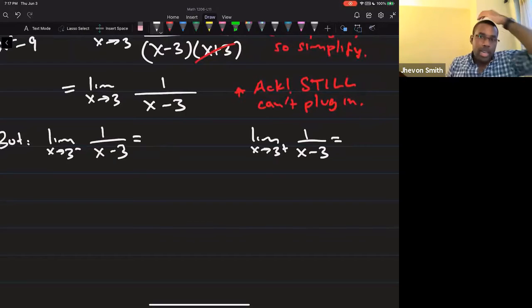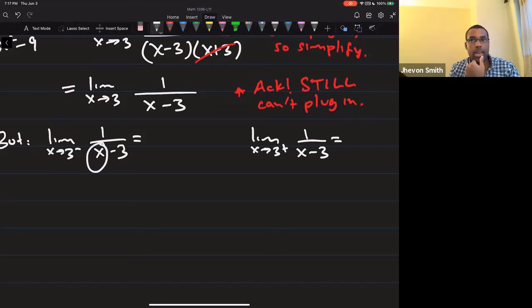So approaching 3 from the left, right? That means you're on the left side of 3. So this is where you're like 2.9, 2.99, 2.99999, right? So we're plugging into this x 2.9, 2.99, 2.999, but I'm not going to worry about the specific value because ain't nobody got time for that, right? So what can I know is happening?